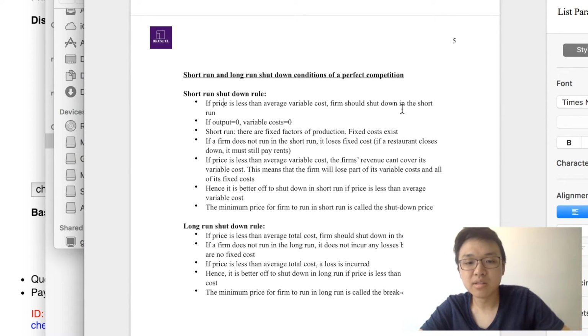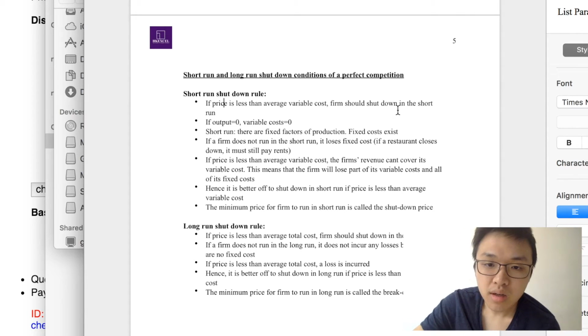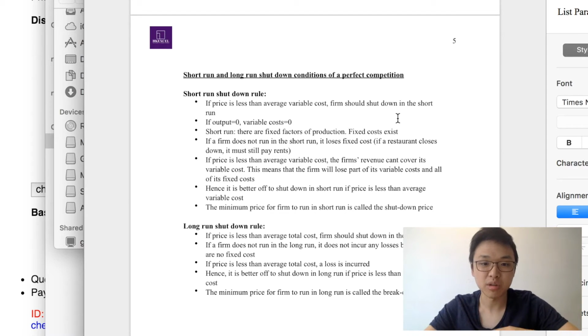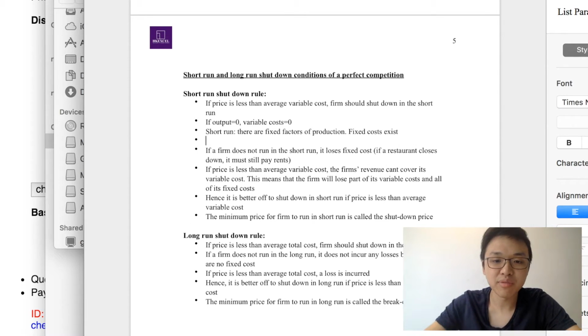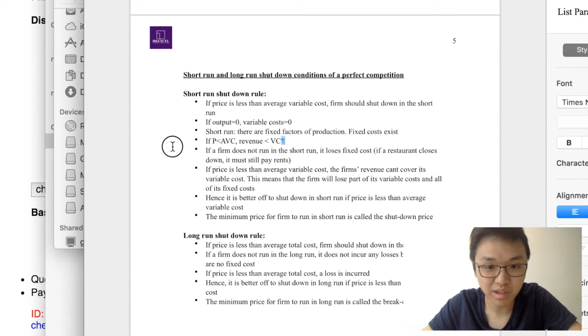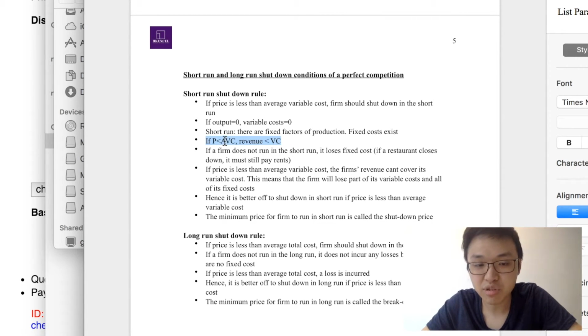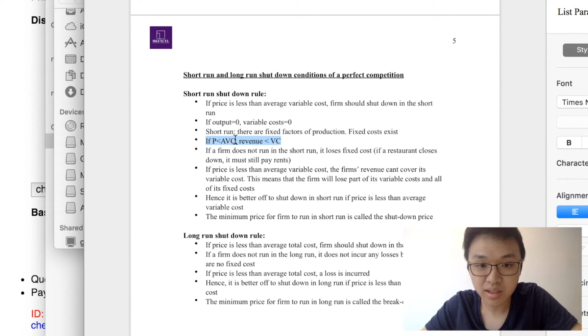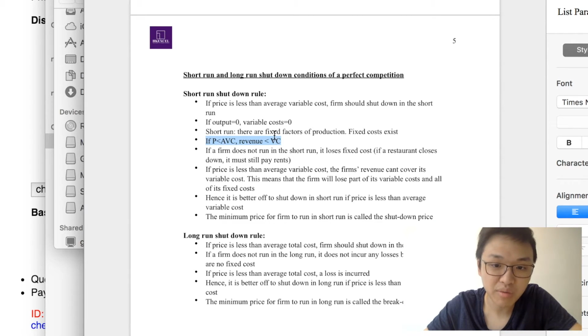So we know that the restaurant that shut down after 5 months must have had revenue less than variable cost. Why? First, if price is less than average variable cost, the revenue must be less than variable cost. This sentence right here, got it? This makes a lot of sense, right? If your price per unit is less than your average variable cost, which is basically variable cost divided by quantity, it means that revenue is less than variable cost.